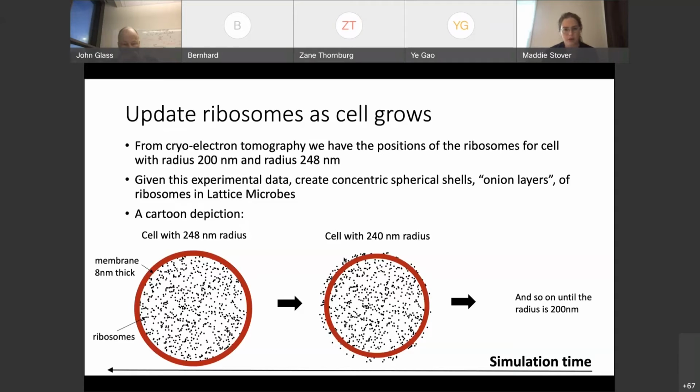To update ribosomes as the cell grows, we begin with the tomogram of the large cell. And in this cartoon depiction down here, we have a membrane shown in this red ring, and then the ribosomes are these black dots. In steps of 8 nanometers, we reduce the radius of the cell membrane to create 6 layers until you have reached the radius of the small cell. And then when we go into the simulation, we can update the ribosomes by adding these layers of concentric spherical shells to work up from the small cell to the large cell.